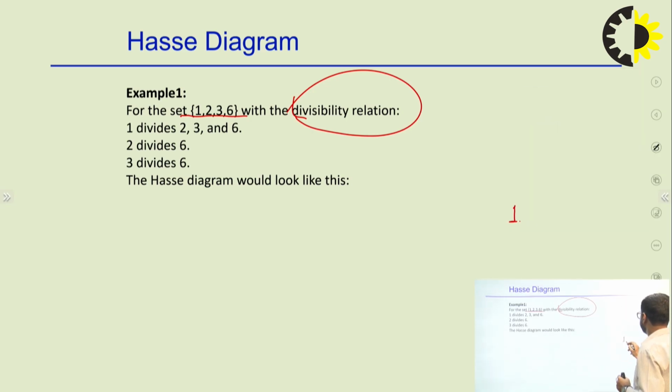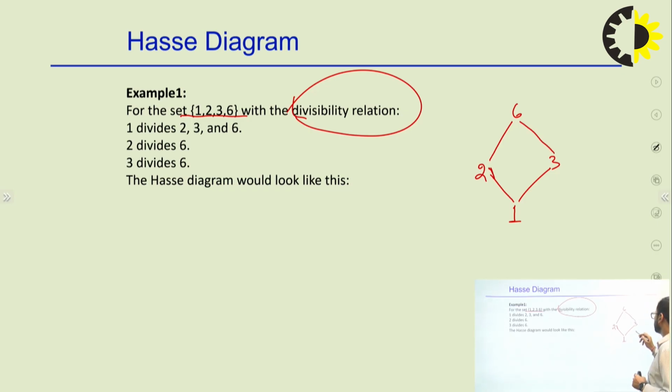1 will be here, then we have the multiples 2 and 3, which will take the same position, the same level. 2 and 3 will be at the same level, then we will use 6 at the top level.